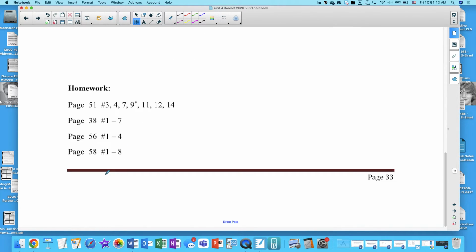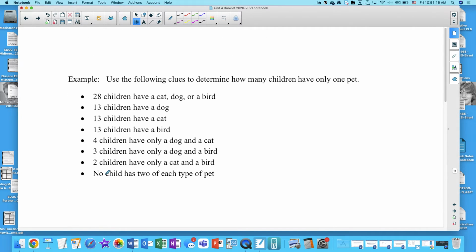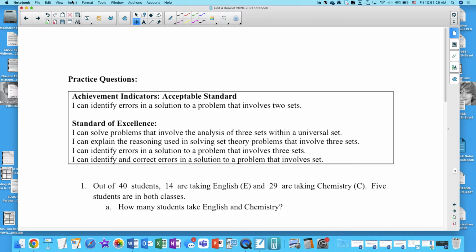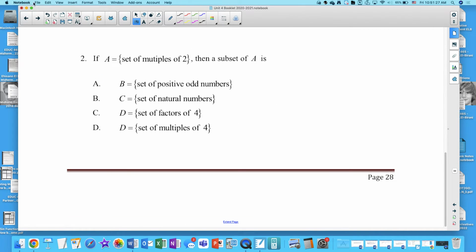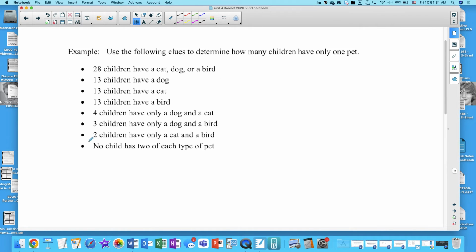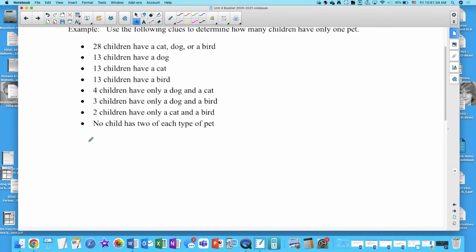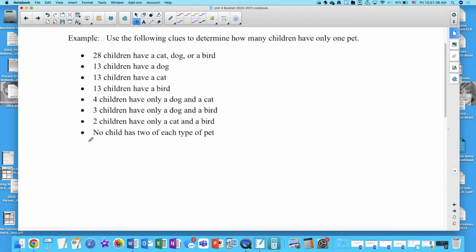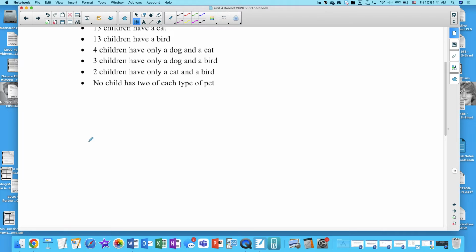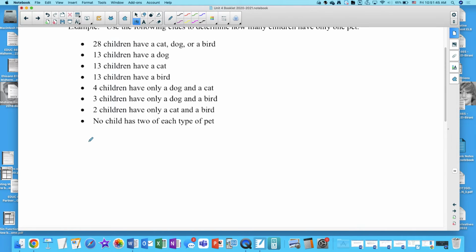So this is on page 33. What I want you guys to do over the weekend is I want you to do pages 28 to 32 in the booklet. Okay? But we are going to do this one now. So this is on the very last page, I believe, page 33. Yes. I'm skipping ahead. The practice questions you guys are going to do.